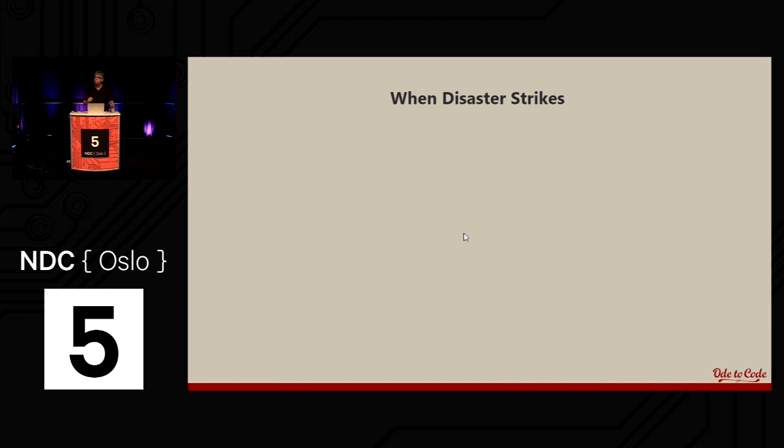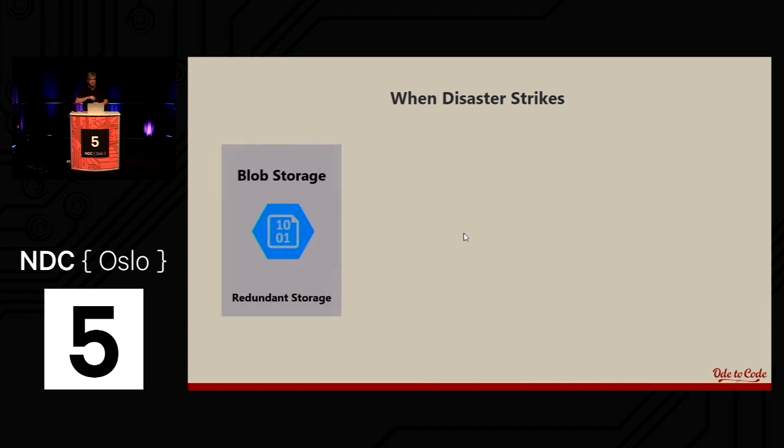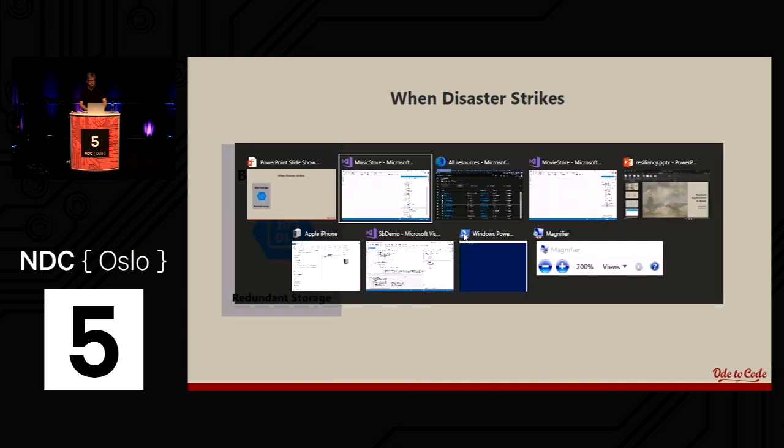So again, going back to the topic of every resource in Azure has some redundancy or some contingency plan built in for when something does fail. So for example, it's important to understand that if you're using blob storage, it's very easy to configure redundant storage in the portal.